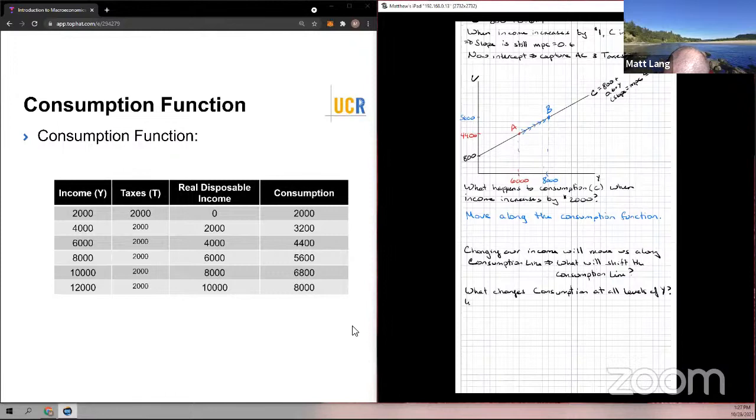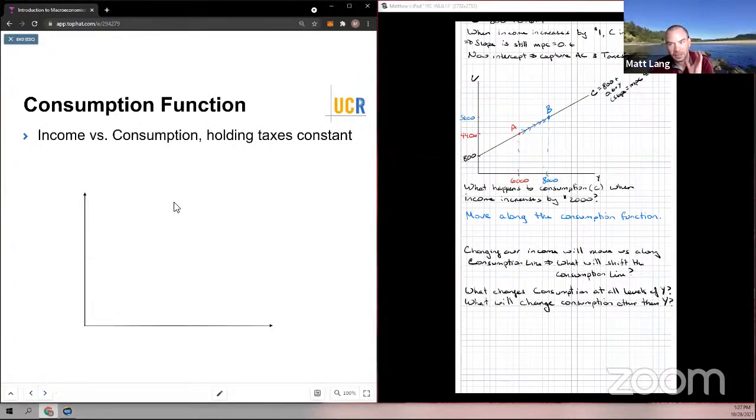We can also ask, what will change consumption other than Y? So what's going to make you consume more or less that isn't our income? So we've got our income versus consumption. We're holding taxes constant. But now I want to see what exactly is going to cause this curve to shift. What's going to make us consume more or less when our level of Y isn't changing?